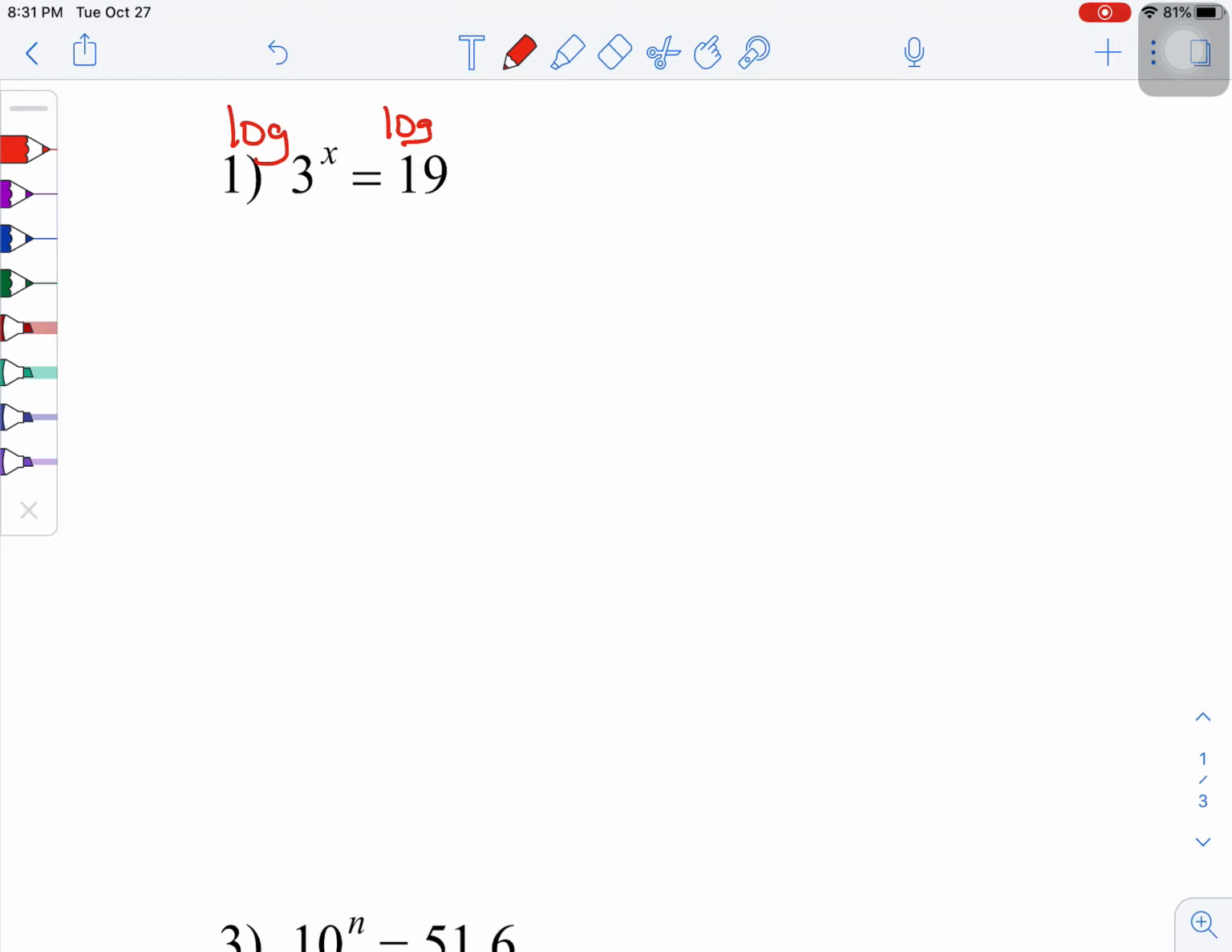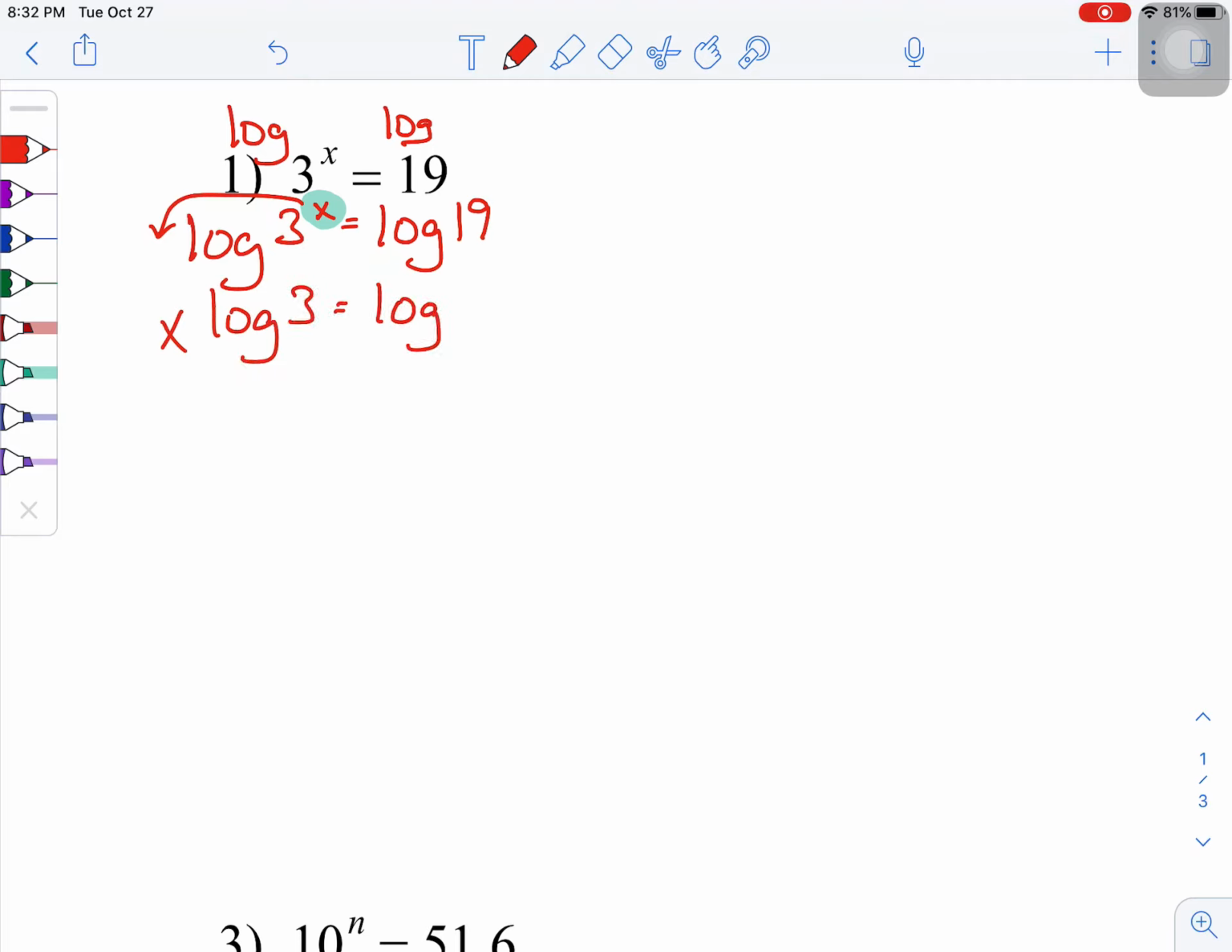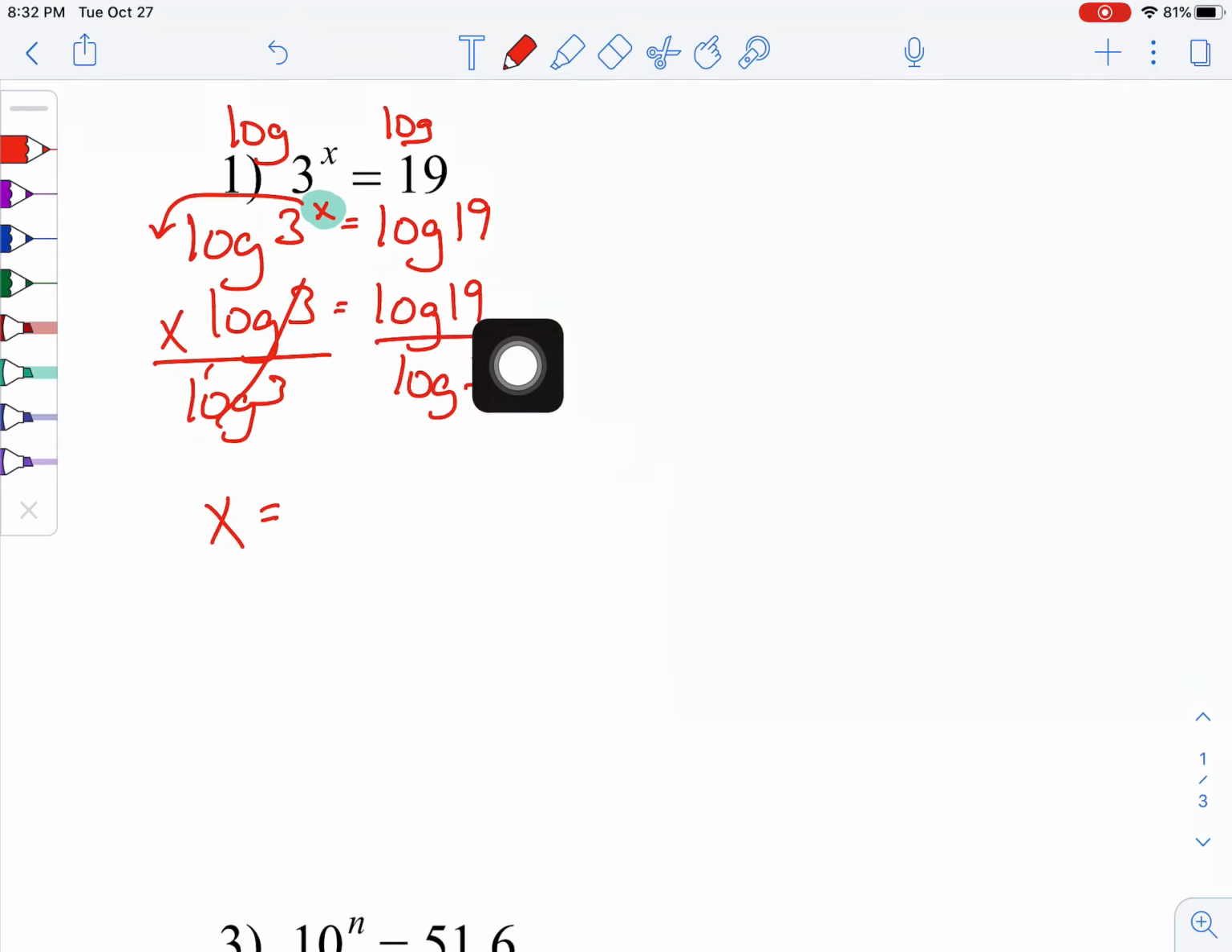Now, the log that I'm using is the log base 10 that's on your calculator. So I'm going to have log 3 to the x is equal to log of 19. Now, one of my exponent rule properties for logarithms lets me take this exponent and fly it to the front as a coefficient. So this becomes x log 3 equals log 19. I'm going to divide both sides by log 3. And so what ends up going in my calculator then is this fraction.